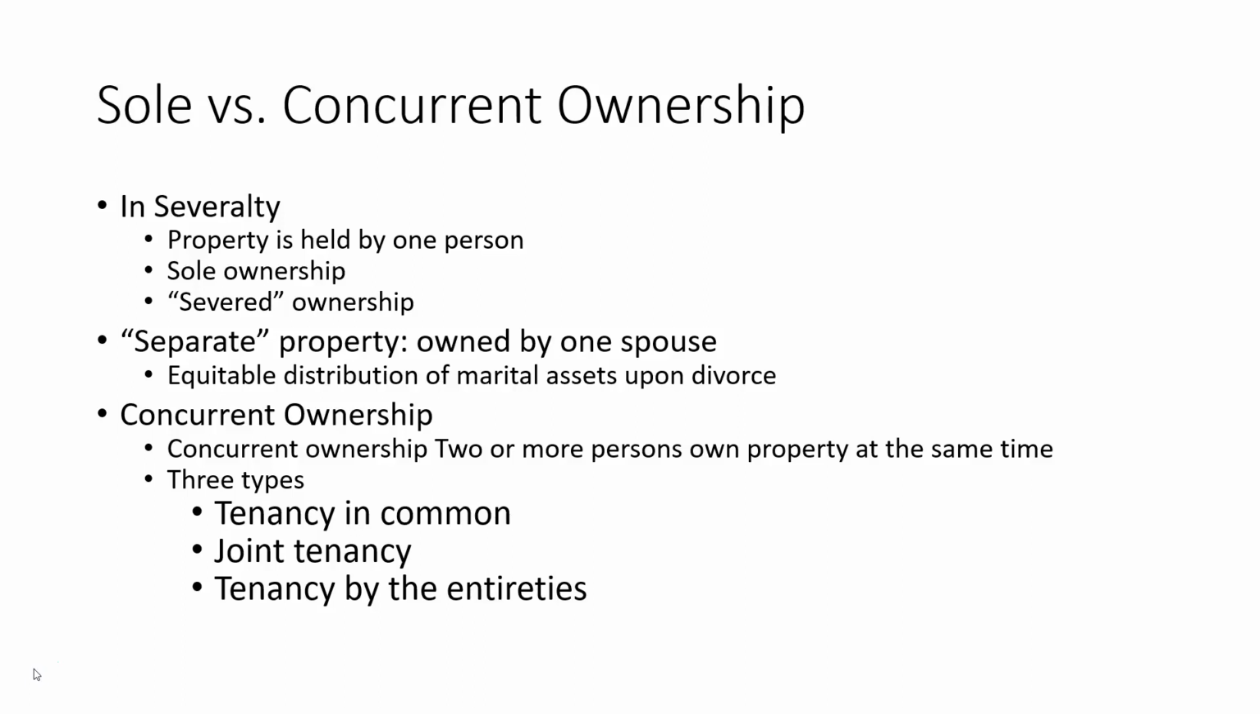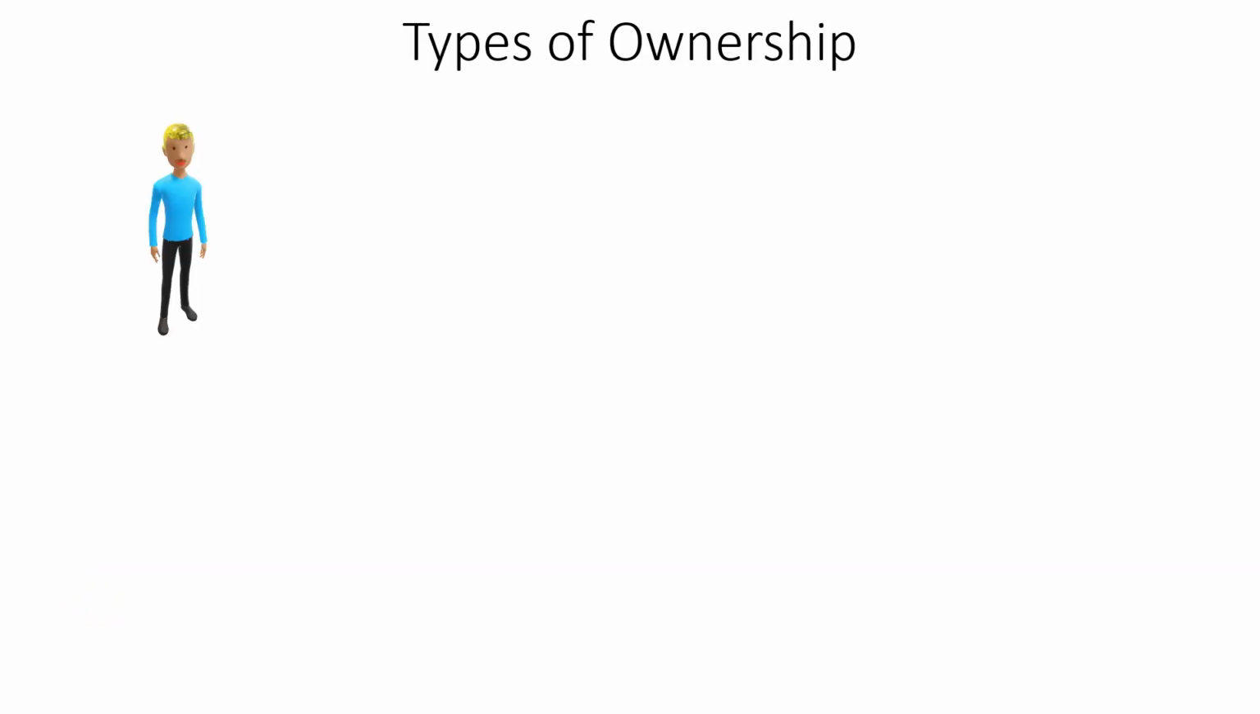Now, if there are more than one owners, 2 or more owners of a property, this is called concurrent ownership. And there are 3 different types of concurrent ownership: tenancy in common, joint tenancy, and tenancy by the entireties. I've just got a little graphic here. This is a person who owns a property by himself. And when you go to own a property, you have to receive a deed. And this is usually done by an attorney or a title company, and at a time and a place.